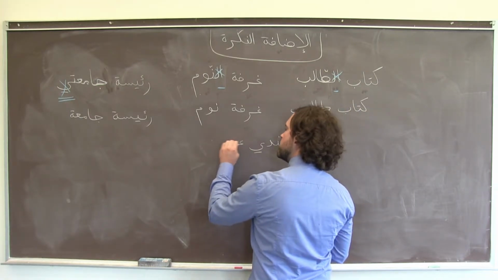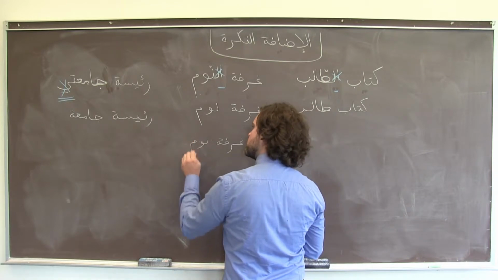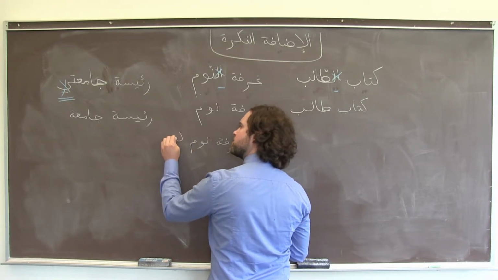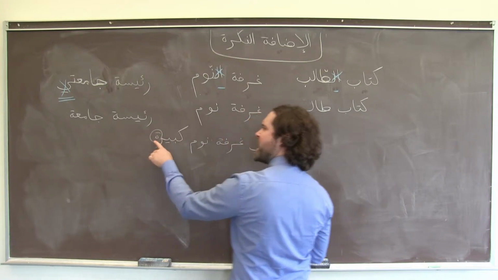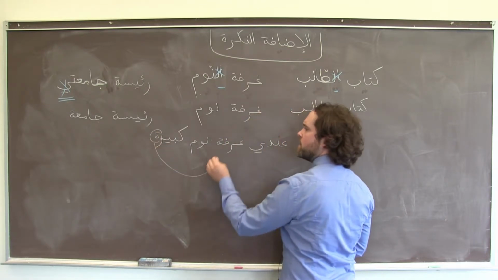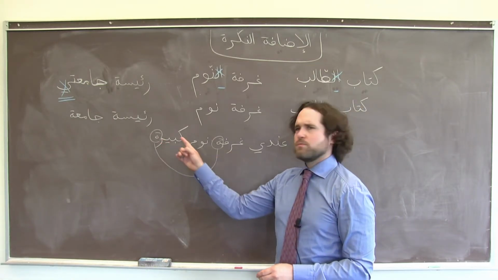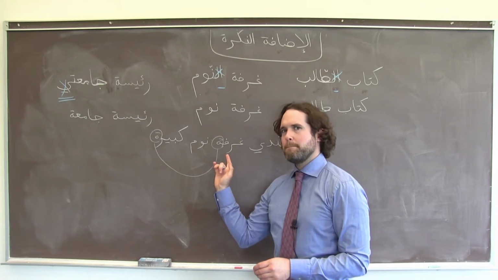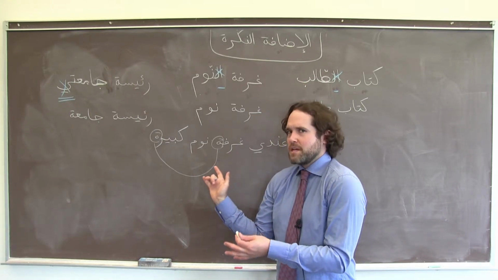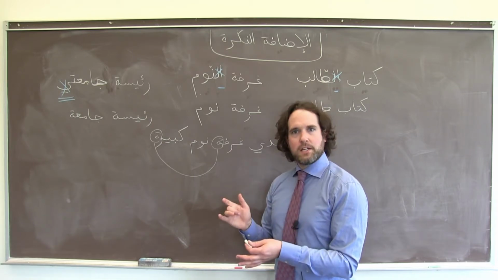عندي غرفة نوم كبيرة. Kabira has to be gendered feminine because غرفة is a feminine noun. It wouldn't really make sense to say غرفة نوم كبير. That would mean like the room of a big sleep. It would be very awkward and messy and incorrect.